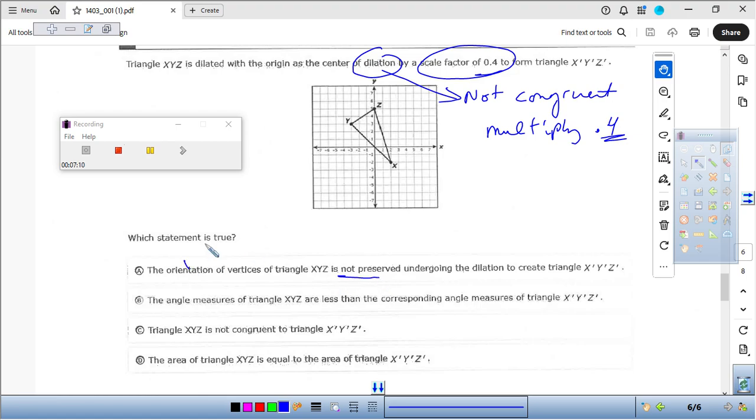So the orientation is preserved. So this one where it's not congruent, well, does the orientation still change? No, the orientation does not change. It just gets a little smaller like this, okay? Now, we're going to go with not congruent. That's the one you need to make sure, not congruent. Equal, definitely not. So it's going to go with not congruent, and there it is.